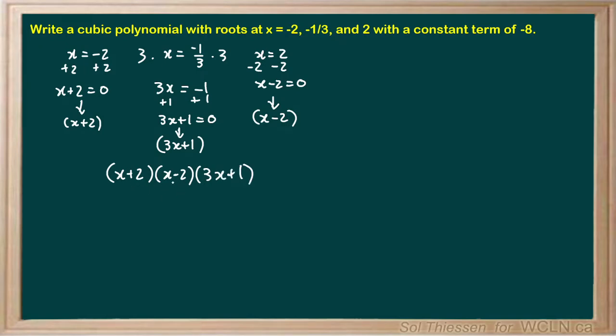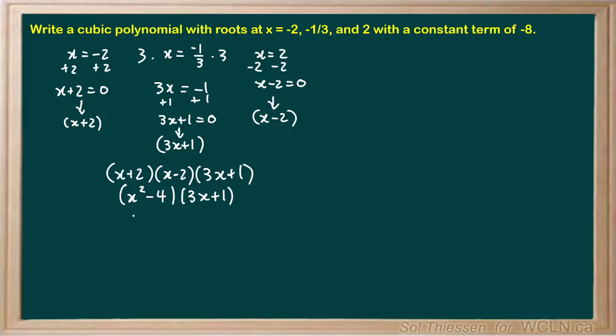X plus 2 times x minus 2 you may recognize as the factored form of a difference of squares. So we can expand it quite easily as x squared minus 4. Hopefully you're familiar with how that works because it saves us some time. Okay, now we multiply this expression by 3x plus 1.